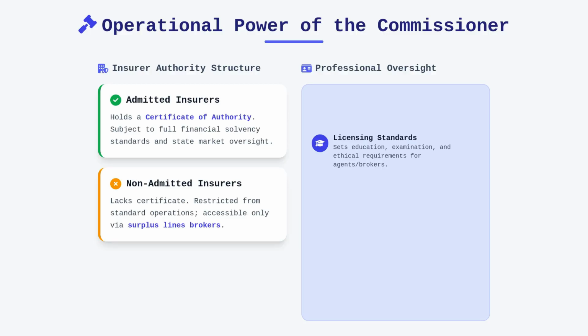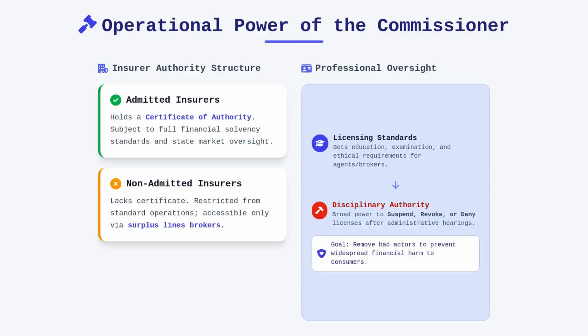When a producer or an insurer falls short of these standards, the Commissioner possesses broad disciplinary authority. This authority includes the power to suspend, revoke, or deny a license or certificate after a proper administrative hearing, ensuring that bad actors are removed from the marketplace before they cause widespread financial harm to consumers.